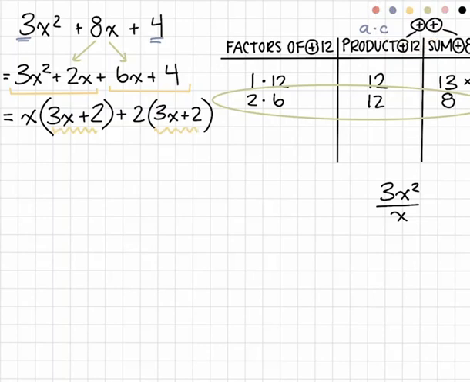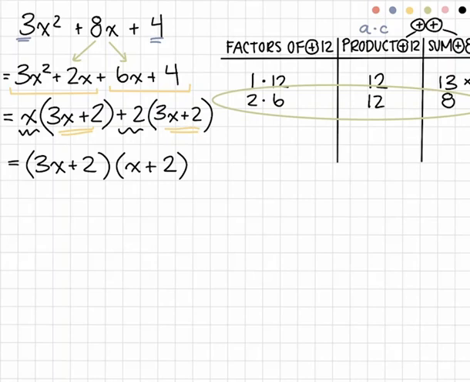So once I have my binomial common factor, I think for these ones I usually do straight lines. I'm going to take that and write it in my first set of brackets, 3x plus 2, and then I'm going to look at my remaining terms. I have x plus 2, and I'm going to write that. Voila.